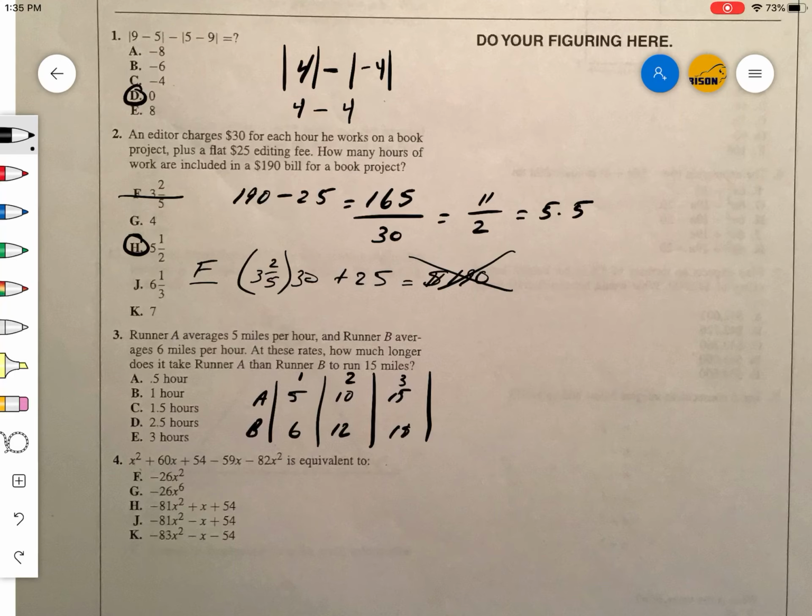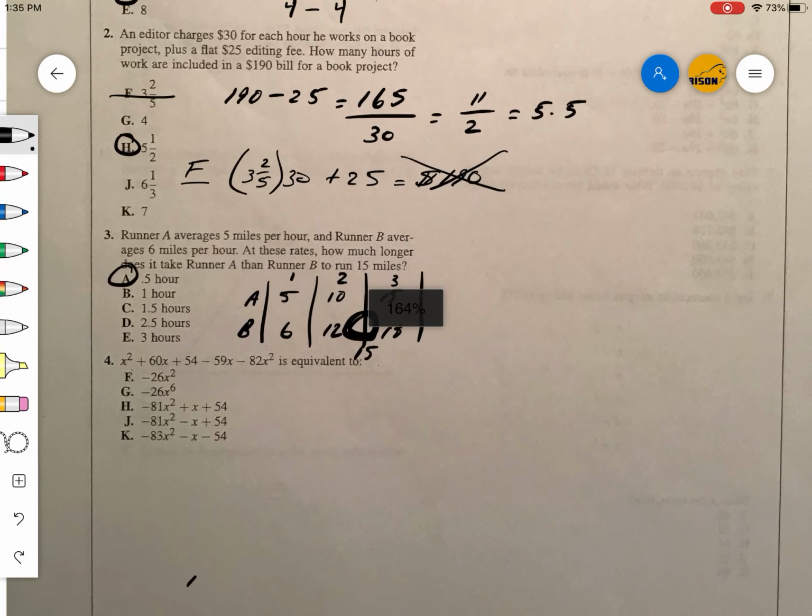Okay, so it definitely took runner A 3 hours to get to 15 miles. Runner B did it in somewhere between 2 hours and 3 hours. If you notice, 15 would hit somewhere here in the middle, when he crossed over, so like 2.5 hours or so. It's not a full hour more, so it's easiest for us to just say it took him a half hour longer to do it, because we couldn't say that it was a full hour more. That wouldn't be correct, because it happened somewhere between 2 and 3.